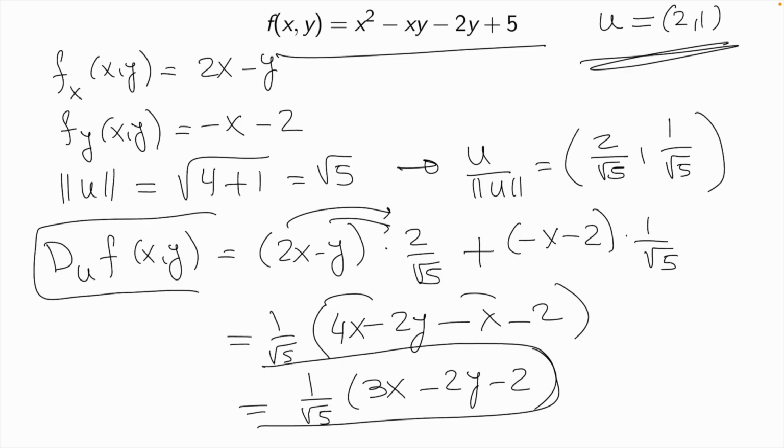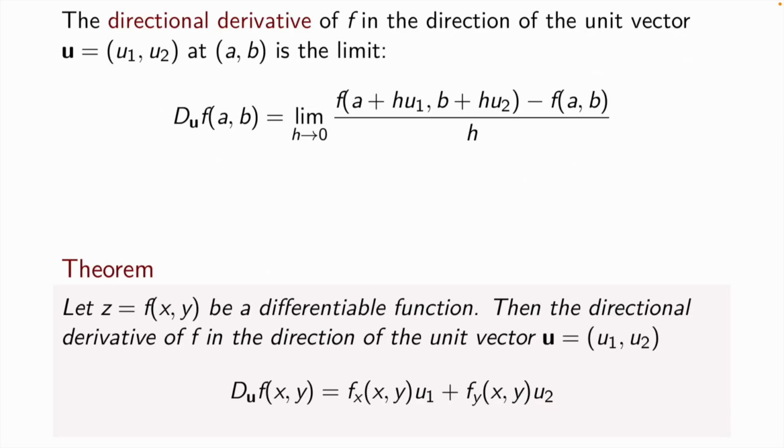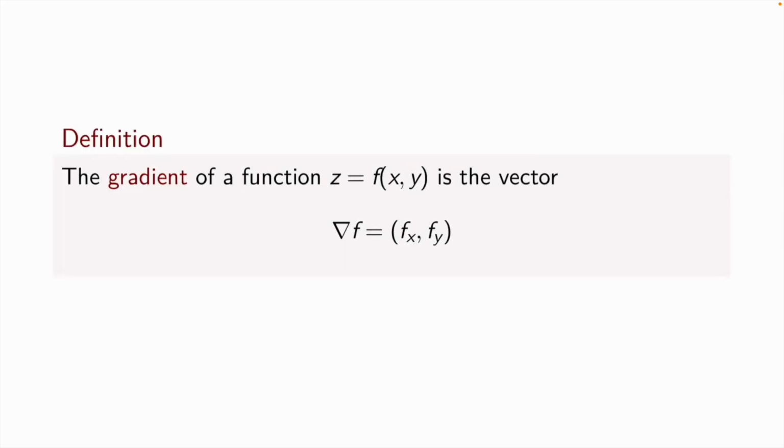If we want it at a particular point, we can plug in the particular point where we want the directional derivative. We can see that what we needed in the directional derivative are the partial derivatives with respect to x and with respect to y. So we're going to define now a vector whose components are exactly those: the partial derivative with respect to x and the partial derivative with respect to y.